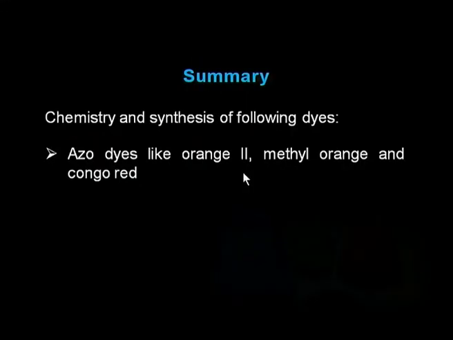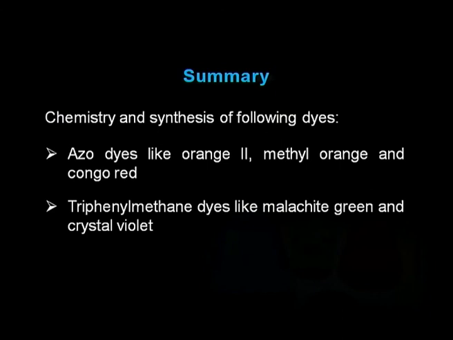So, with this we have so far discussed in this lecture the chemistry and synthesis of dyes like orange 2, methyl orange and Congo red, which come under the category of azo dyes. Then we have discussed malachite green and crystal violet, which come under the category of triphenyl methane dyes, and lastly we have discussed the preparation and chemistry of alizarin, which falls into the class of anthraquinone dyes.